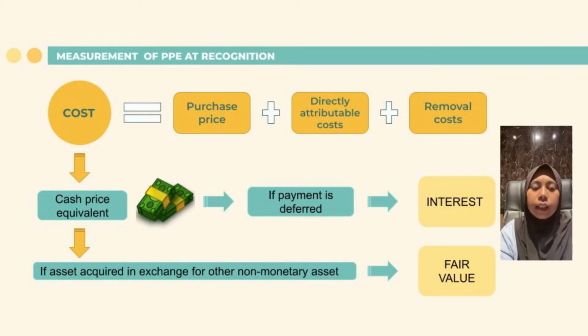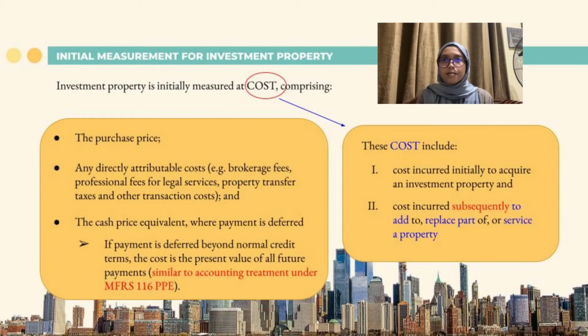And if the item is required to exchange for the other non-monetary asset, then it shall be initially measured at the fair value. Next is initial measurement for investment property. An investment property shall be measured initially at its cost. Transaction costs shall be included in the initial measurement.